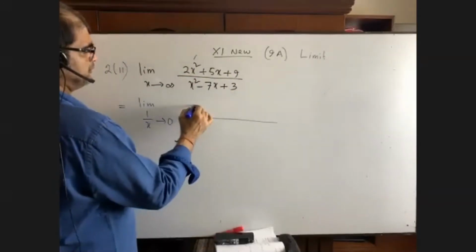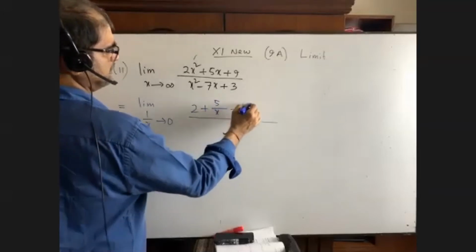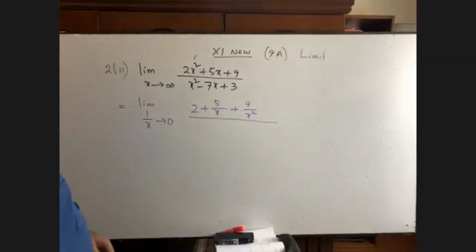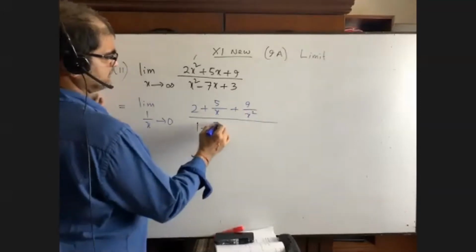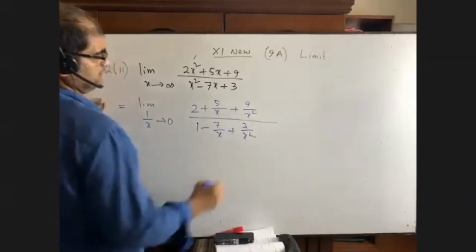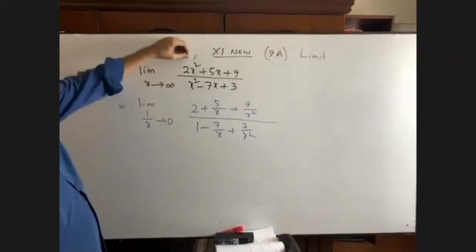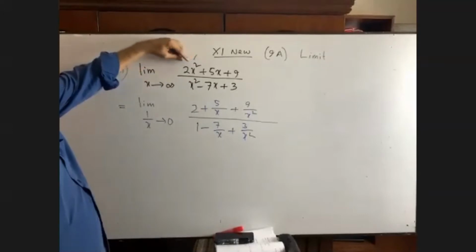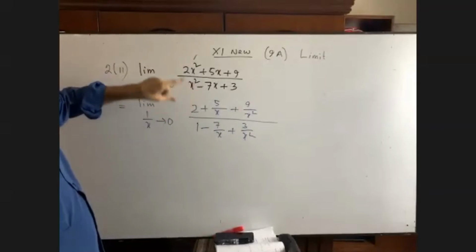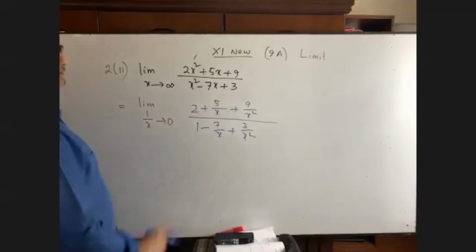Then we'll be left with 2 plus 5 by x plus 9 by x square. Can you please talk to me? 1 minus 7 by x plus 3 by x square. What will you do? You will divide by the highest degree of variable. Here 2, so x square is to be taken. I have divided both the numerator and denominator by x square, and we will get this.